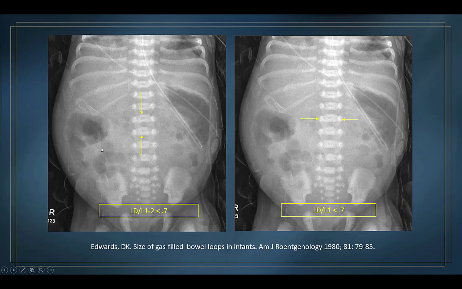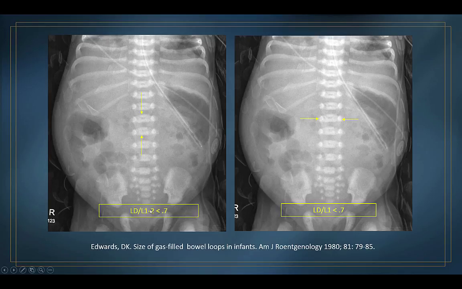Okay, one of the residents that was on the rotation recently asked me how you decide if a loop of small bowel is dilated or not. Well, I think this is the only study that attempted to answer that question, by Dr. Edwards, from 1980. Either of these measurements are probably adequate. You don't have to do both. Trust me, I don't think there's a pediatric radiologist in the world that does these measurements. But if you want an answer to that question, this is it.